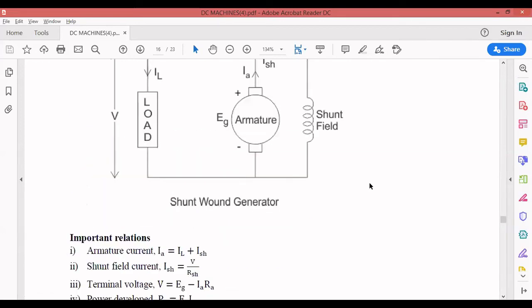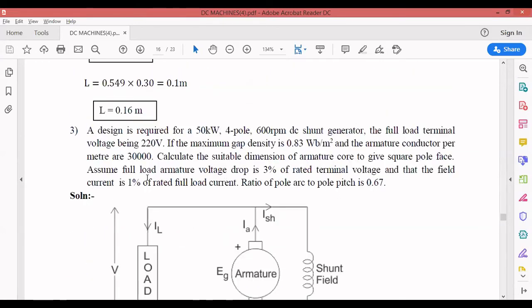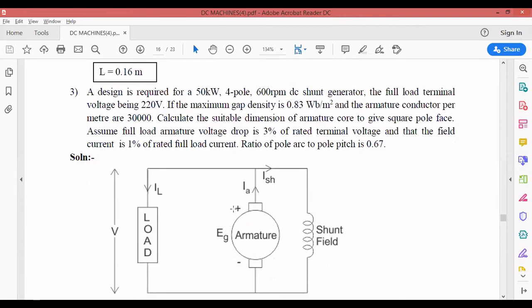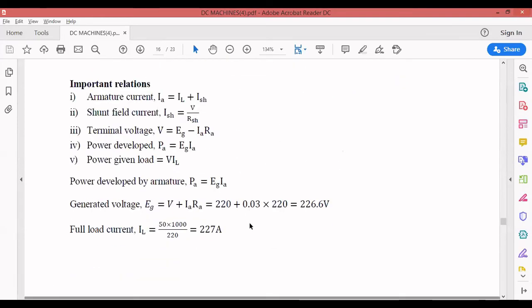If you see here, assume that the full load armature drop is 3% of rated terminal voltage. Means the full load armature voltage drop is 3% of your rated terminal voltage, that you have to calculate. So IA into RA is 3%, which means 0.03 into the rated terminal voltage, 220. Then what you get here, EG, is 226.6.